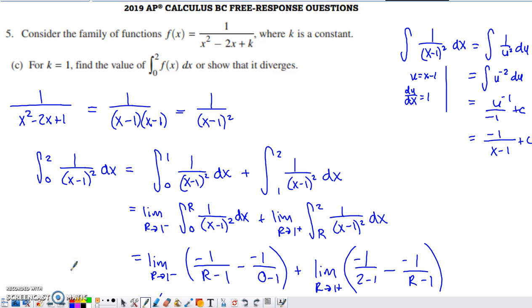And the next part of this says, all right, now k is equal to 1. Find the value of this definite integral or show that it diverges. So it's kind of nice of them to tell us that the integral might diverge. So they've kind of implied with the wording that this is an improper integral.